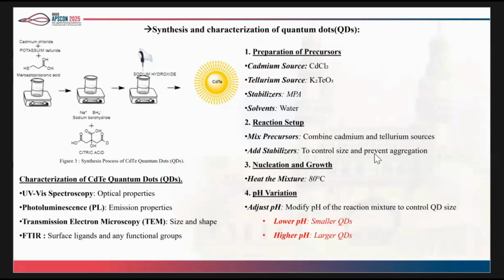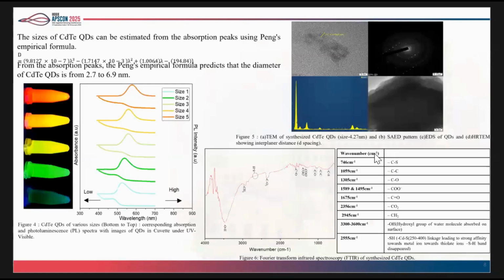So I have varied the pH from 8 to 12, and I've got various sizes. I have tuned the sizes of the quantum dot. So this is about the synthesis. Here you can see I've given 5 different quantum dots for different sizes, and you can see the corresponding absorption and emission peaks of these quantum dots. The size range was around 2.7 to around 6.9 nanometer.